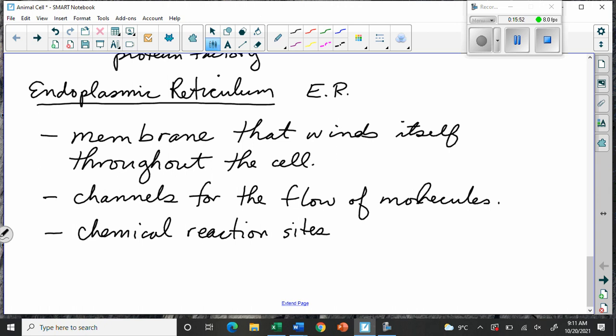And the other thing that membranes do, so chemical reaction sites, and I'm going to put concentration gradient. Concentration gradients. So there's sites for concentration gradients. So what that means is this, just so you understand that.